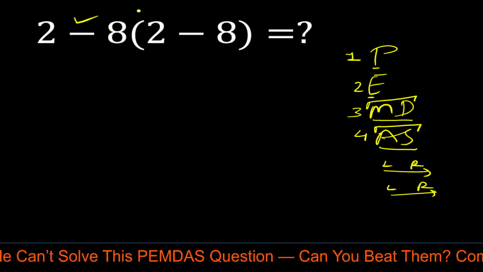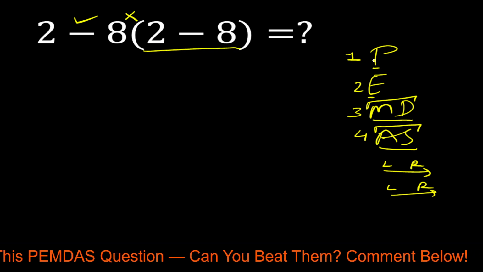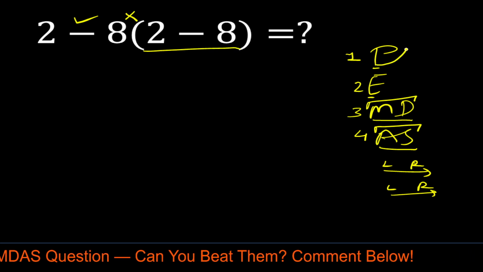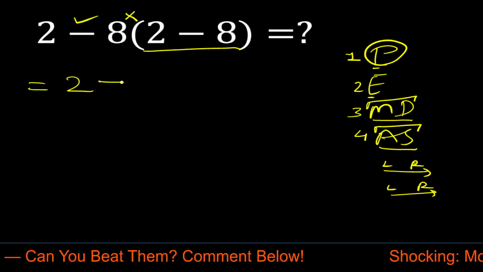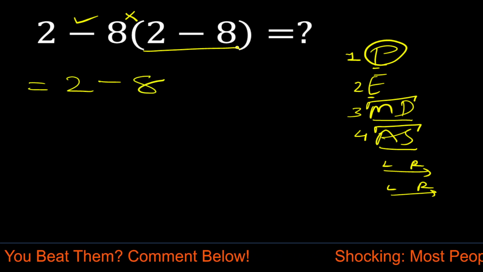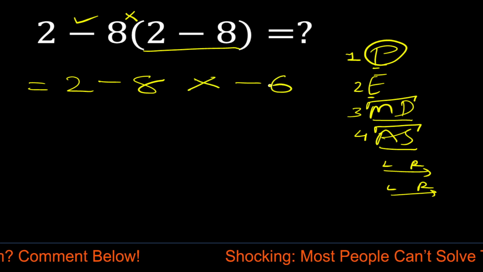So in this question, here we have subtraction, here multiplication, and here we have one parenthesis, right? So according to the PEMDAS rule, first we have to solve the parenthesis. So now 2 minus 8. Now solve this parenthesis. 2 minus 8 is equal to minus 6. So times minus 6, right?